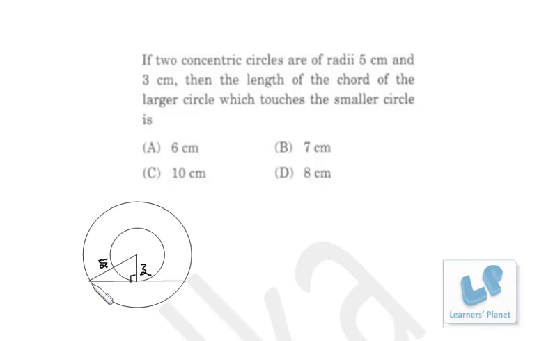So using Pythagoras theorem, we can find out this length. So that will be 4, because 3, 4, 5 are Pythagorean triplets. So if it is 4, the complete length will be 8, right? So the chord of larger circle which touches the smaller circle is nothing but 8 cm, right? Pretty simple.